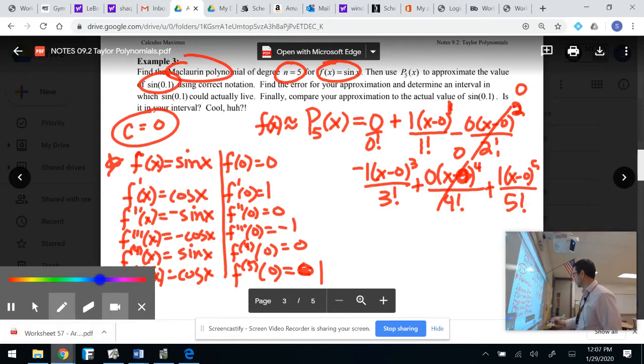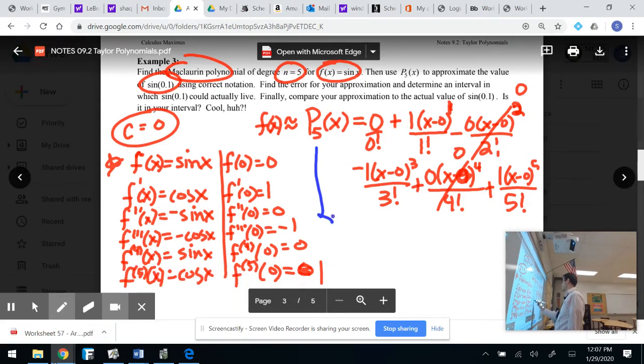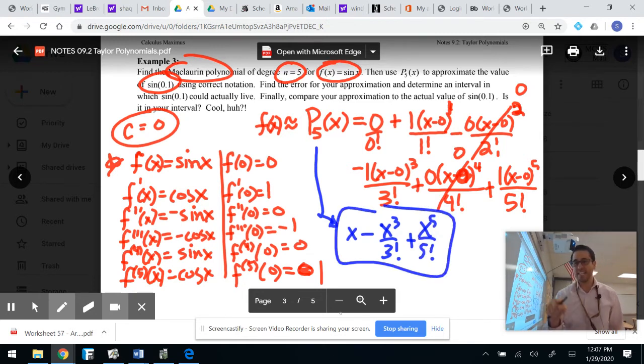If I write this dude a little prettier, boom, boom, boom, we get x minus x to the 3rd over 3 factorial. Looks much prettier, right? Plus x to the 5th over 5 factorial. At home, can you guess what the next term would be? Boom, say it right now. If you said negative x to the 7th over 7 factorial, pat yourself on the back. But it only said 5th degree, so I'm going to go to 5th degree.